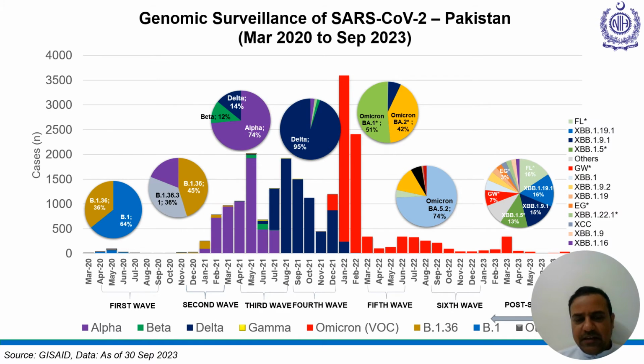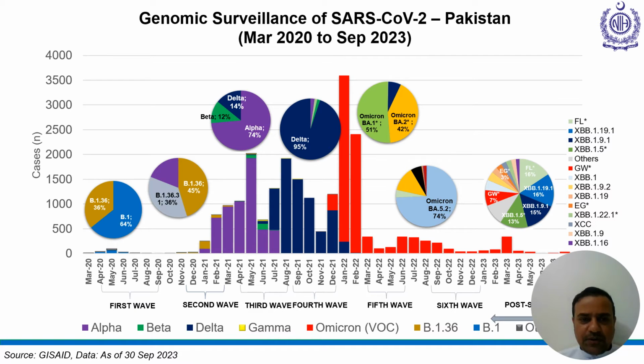And just to highlight here that at NIH, we basically have a well-established whole genome sequencing or next generation sequencing facility. We have the third generation and the second generation platforms. Then we also have a bioinformatics department. So we have the expertise, and this slide just shows how genomic surveillance of SARS-CoV-2 has been done during the pandemic in Pakistan.